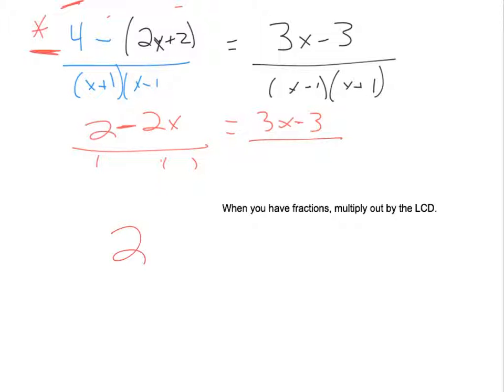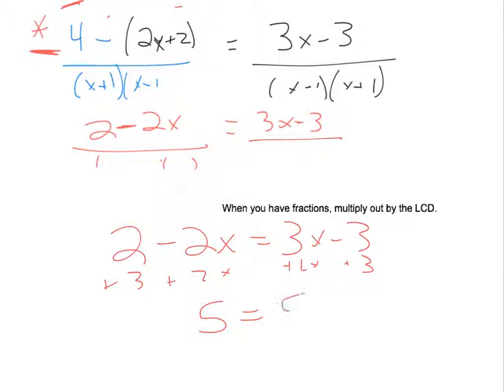And so 2 minus 2x must equal 3x minus 3. I will add 2x to both sides. I will add 3 back to the other side. And that leaves me with 5 equals 5x. So it looks like the only number that should work here is x equals 1.